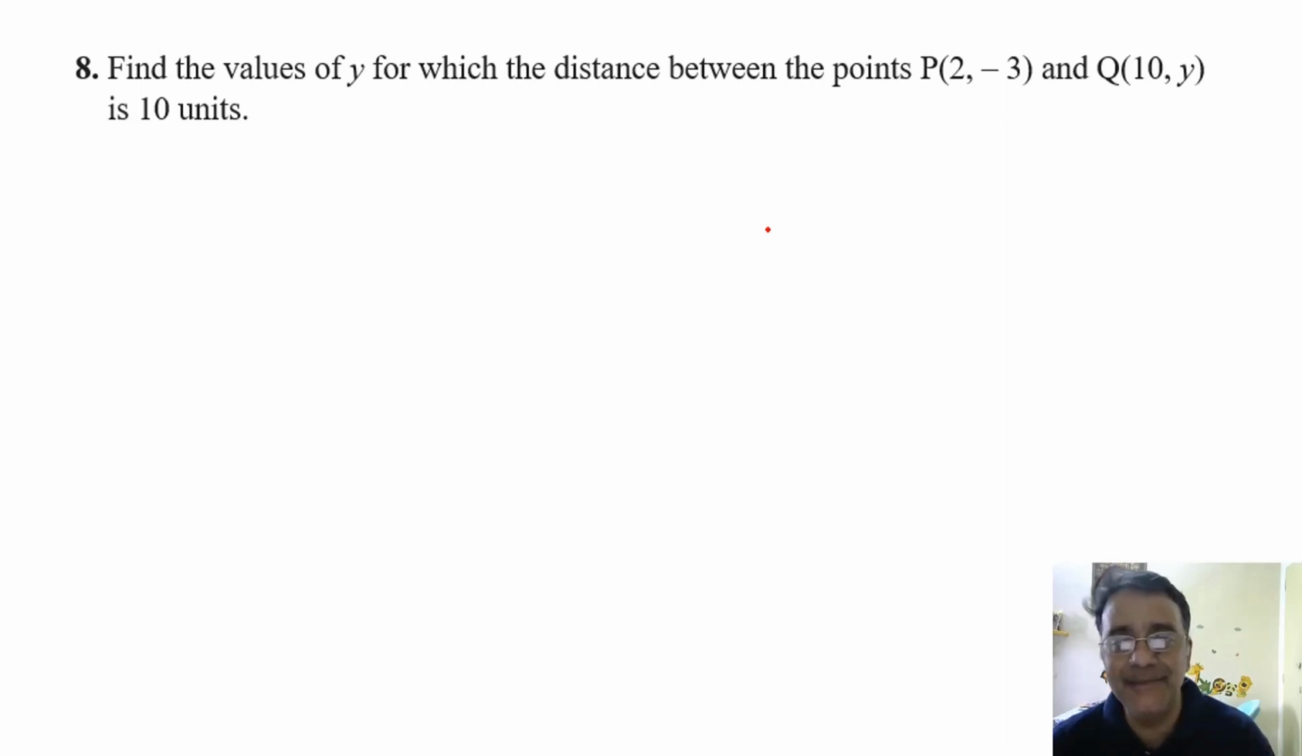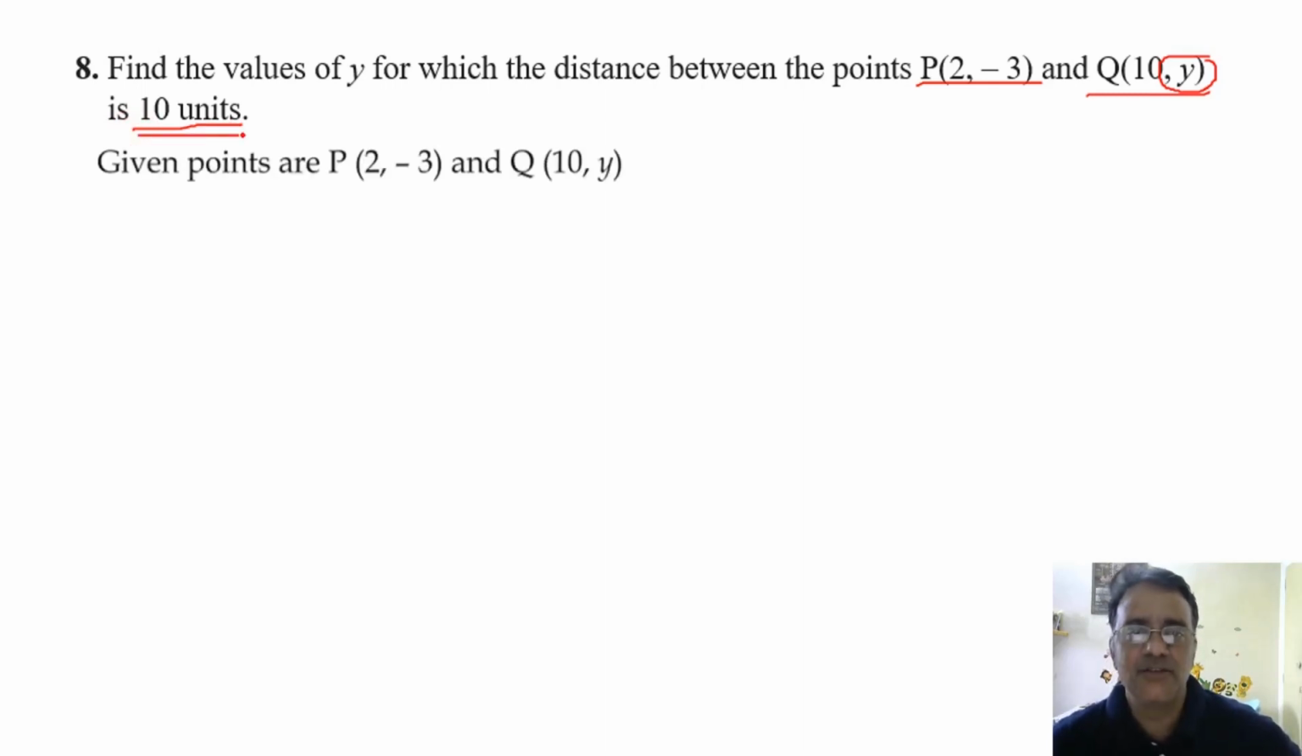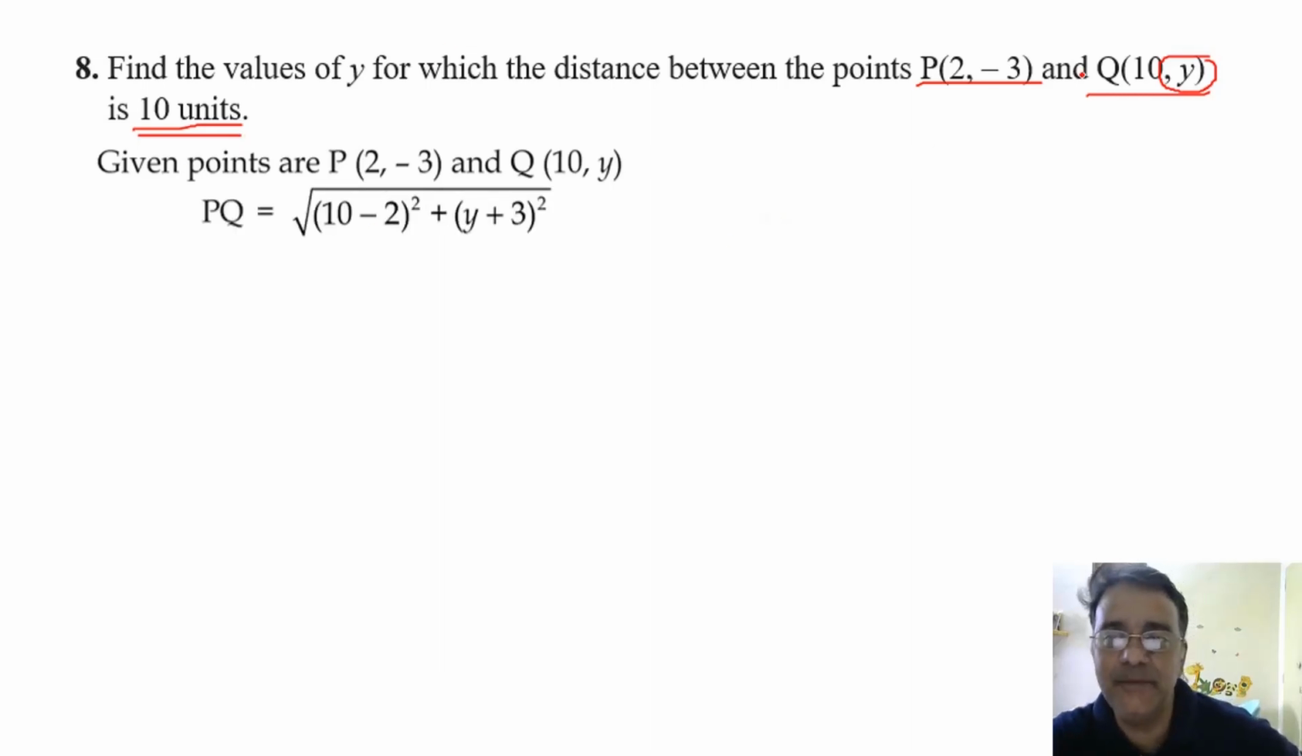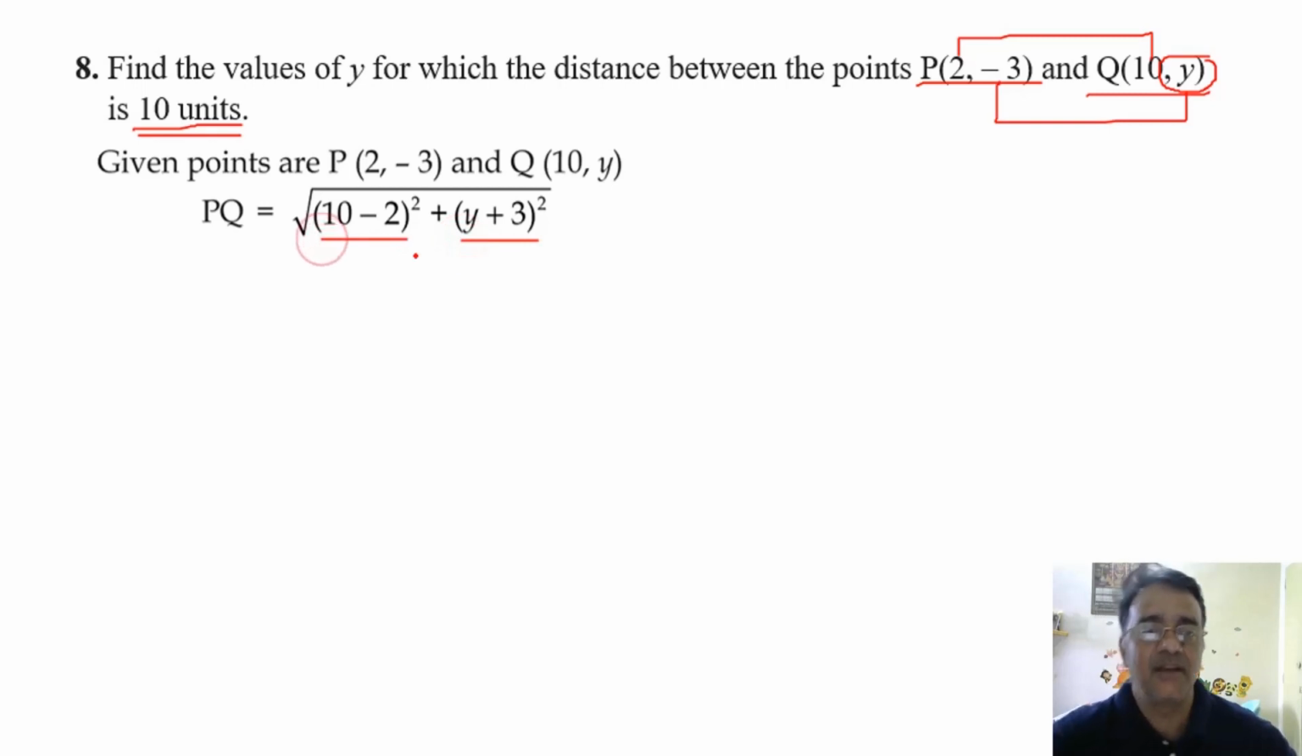To find the missing coordinate based on some condition. See, here one coordinate is missing, that is y coordinate of x, and the condition is given the distance between these 2 points is 10. Okay, so PQ is equals to 10 is given. So how will you write PQ? 10 minus 2 whole square and y minus of -3 will become +3. Okay, and this is equals to 10.